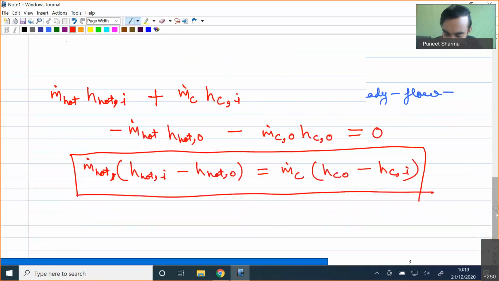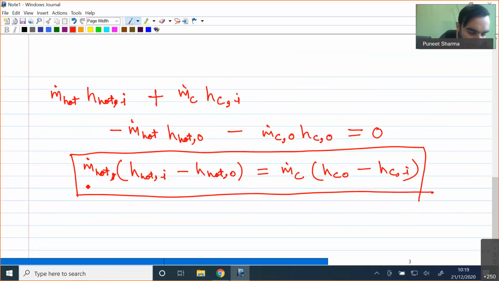So we can clearly see that M dot hot into H hot I minus H hot O represents the change in enthalpy content of the hot medium, and H C O minus H C I represents the change in energy content of the cold medium. Whatever the change is happening in the energy content of the hot medium will be nothing but equal to the change in energy content of the cold medium, because we are not having any interaction of these mediums with the outside surroundings.